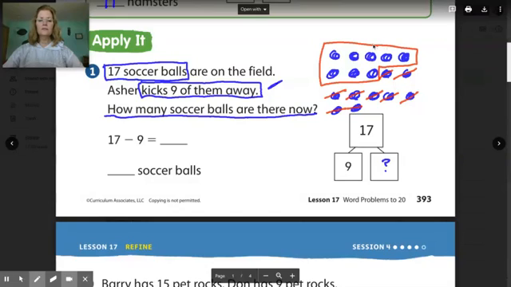And these are the ones that are left. So we know we have 5, 6, 7, 8. 9 plus 8 equals 17. 17 minus 9 equals 8. There are 8 soccer balls left. And there are so many different ways that you could do this, friends. All right, so let's go into the next one.